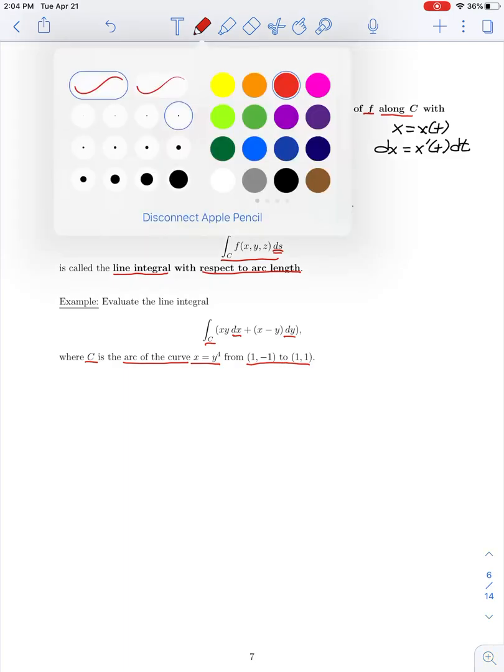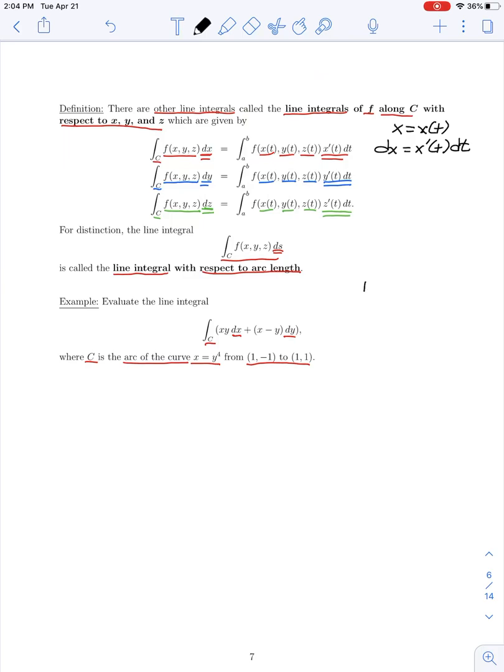Here we have some curve in the xy plane. And it's the arc of the curve x equals y to the fourth. So it's sort of similar to x equals y squared. It's like a parabola opening along the positive x-axis, a little more steep for larger values of y.